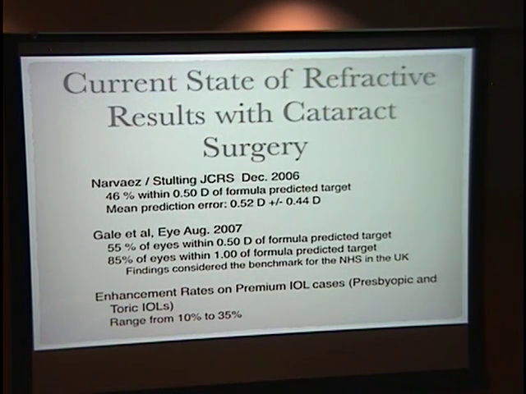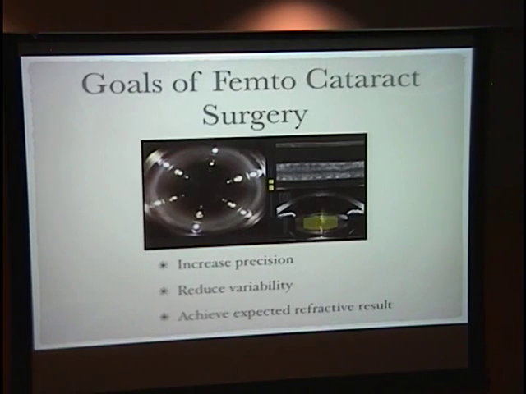The other big problem, other than one company now, is that we still can't get lenses that are within less than a half diopter. So you're always going to have some swing with what you want it to be. And so here is what's being touted as the big thing for femtosecond: increasing your precision, reducing your variability, and achieving expected outcome results. I'm not arguing with that. I'm going to let Randy argue about that in just a minute.